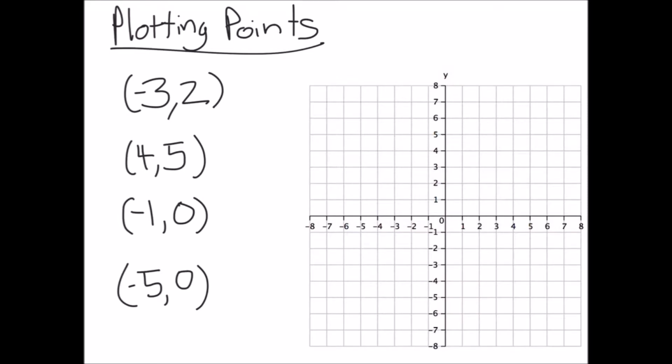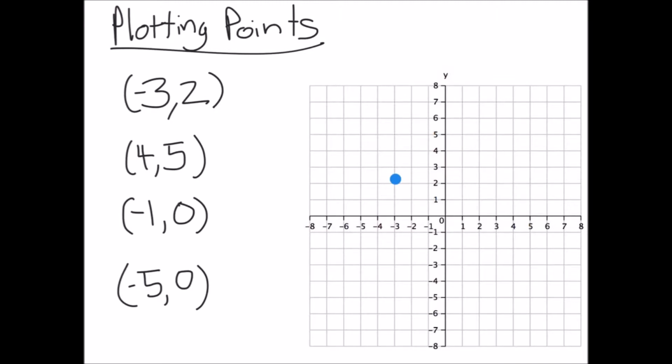Here I'm going to show you how to plot some points or ordered pairs, starting with the first one, negative 3, 2. These coordinates tell us to go negative 3 in the x direction, which is left 3, and positive 2 in the y direction, which is up 2. So from 0, 0, the origin, we're going to go negative 3 in the x, left 3, and positive 2 in the y, up 2, and that will be where our point is located. So roughly, left 3, up 2, about there.